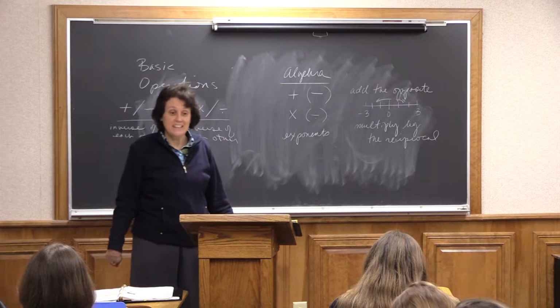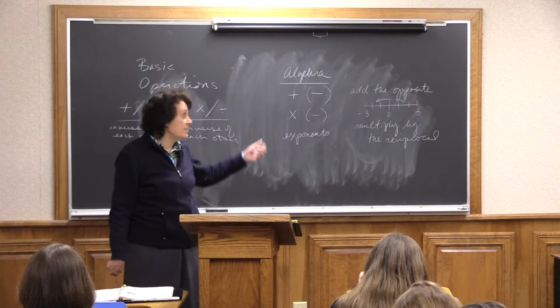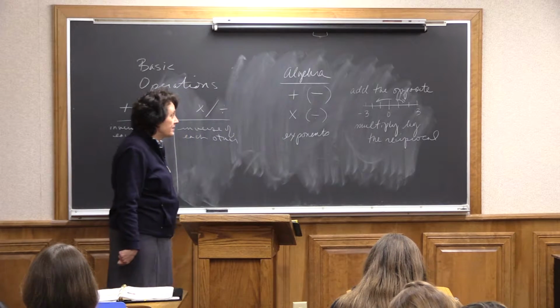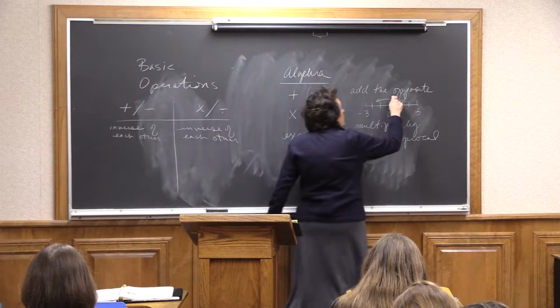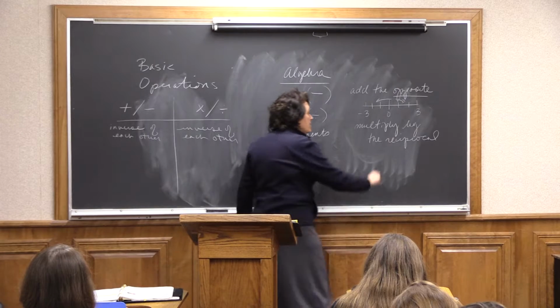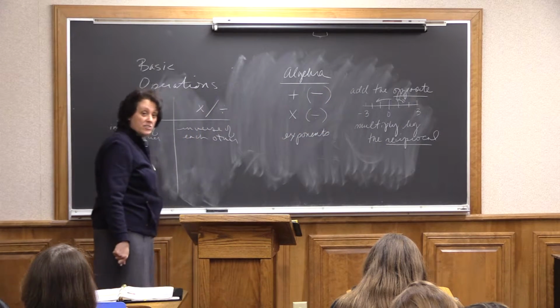Just like in addition and subtraction, eventually subtraction will be replaced by negative numbers, adding the opposite. Okay? So addition and subtraction are opposites. Multiplication is the reciprocal, multiplying by the reciprocal. And that's how fraction division is done.